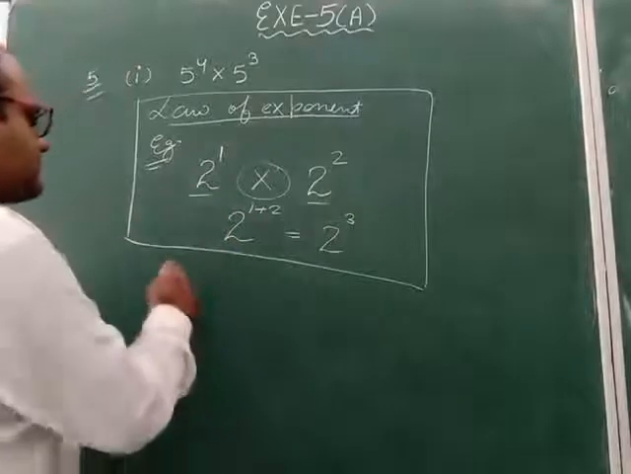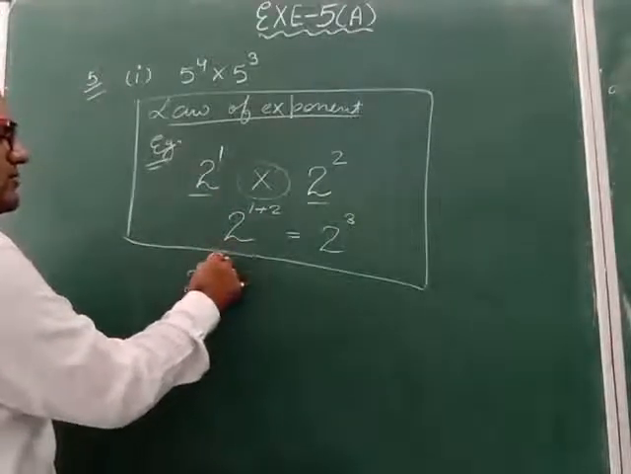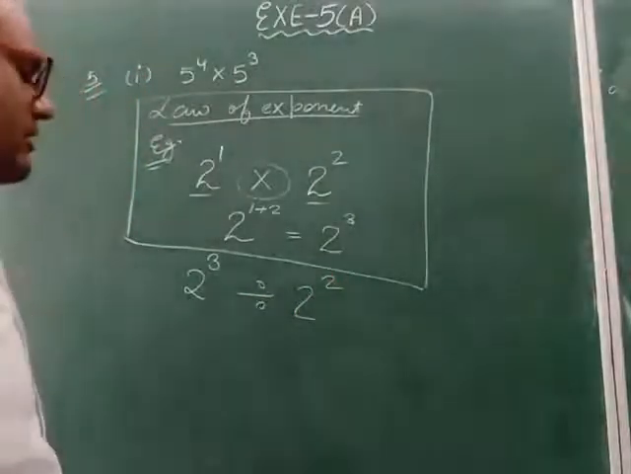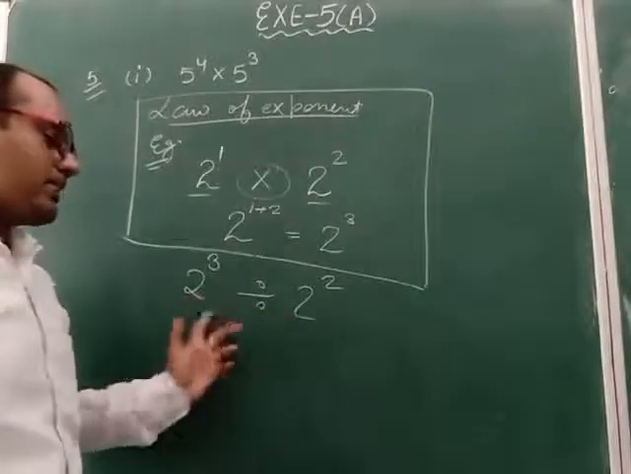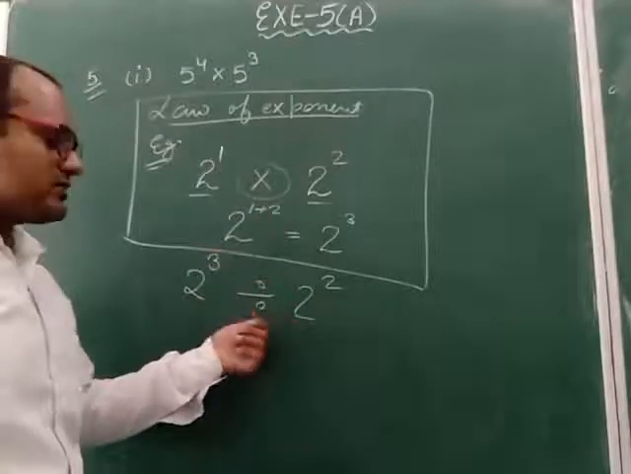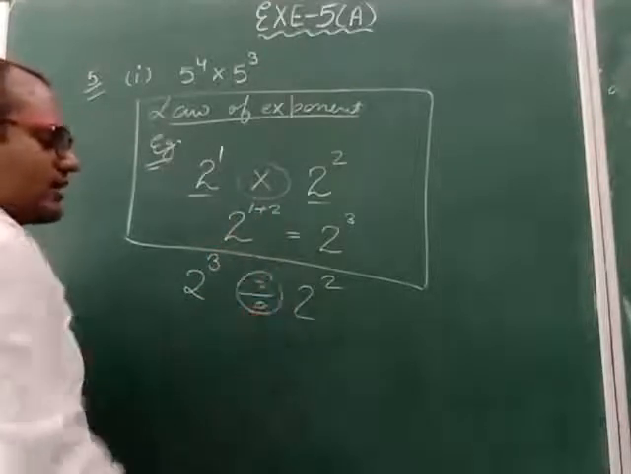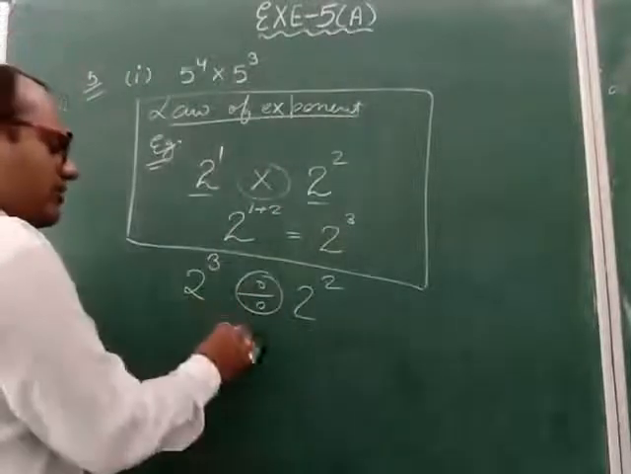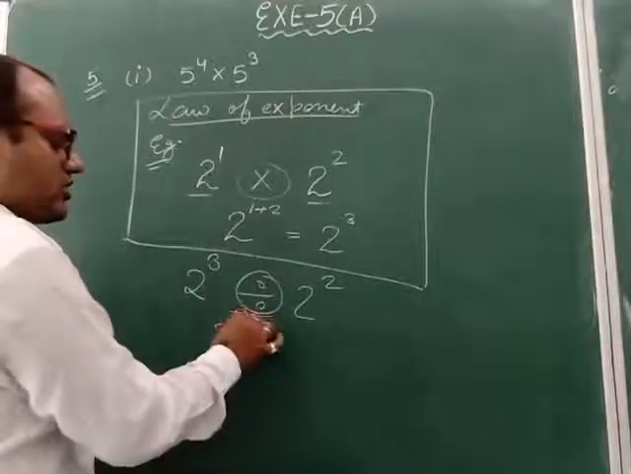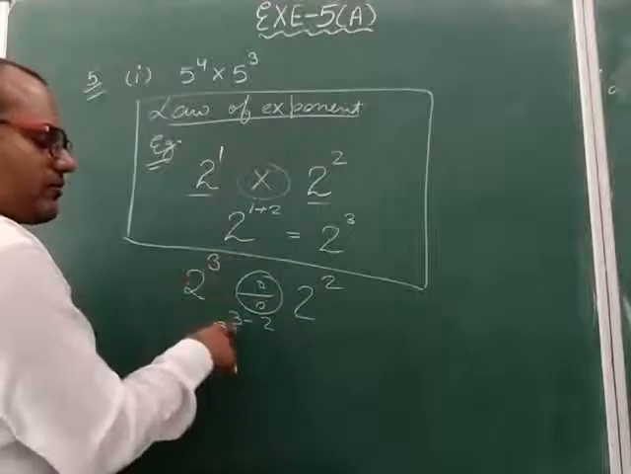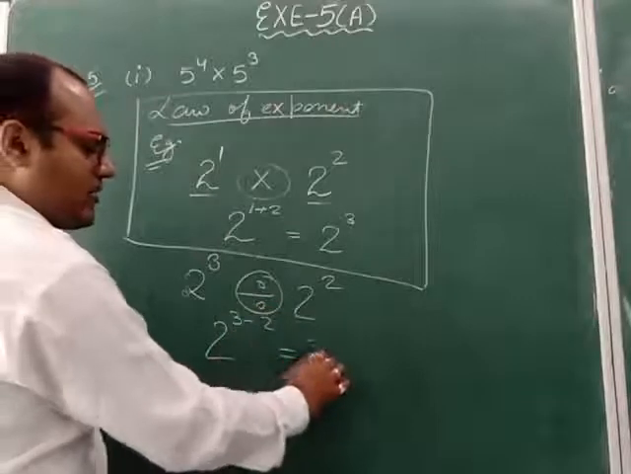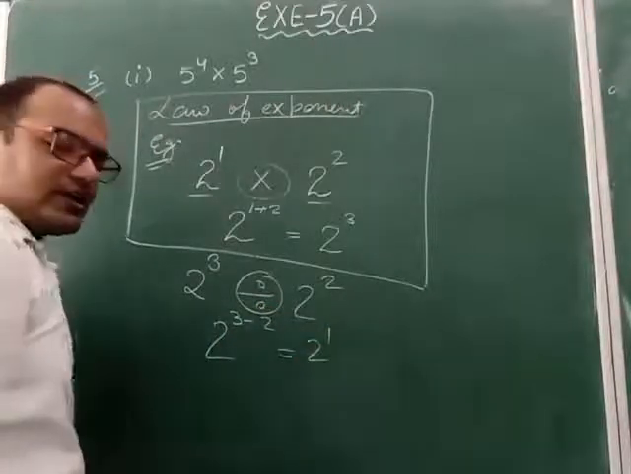Second law of exponent is if divide sign is there. What I said? Between both the same base if multiply sign is there, then we add the power. If between both the bases divide sign is there, then we subtract the power. Base we write as it is, 2 as it is, and power will get subtracted. So 3 minus 2: first power minus second power. So 2 raised to the power 3 minus 2 will be 2 raised to the power 1. So these are the two laws of exponent.